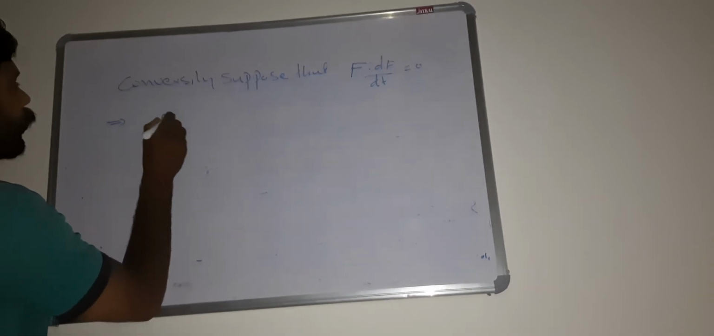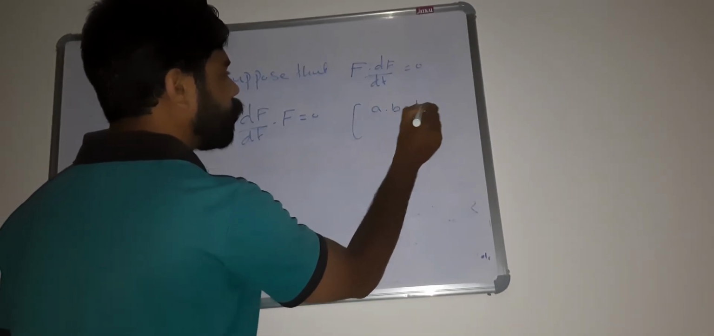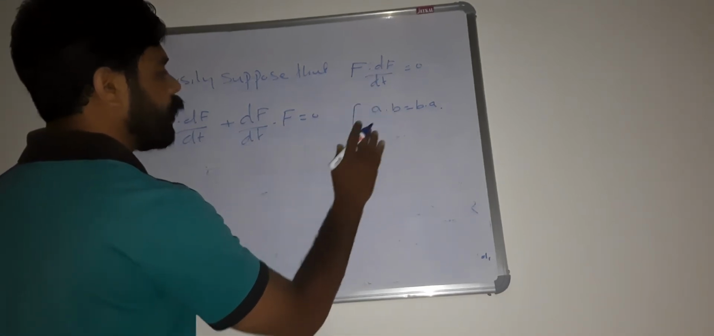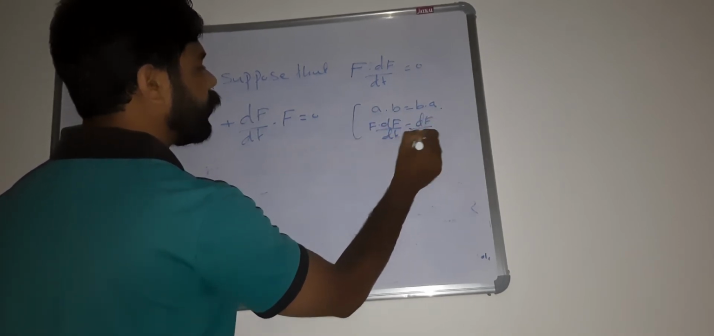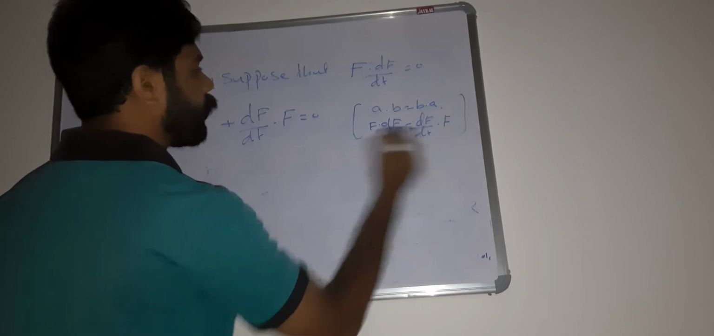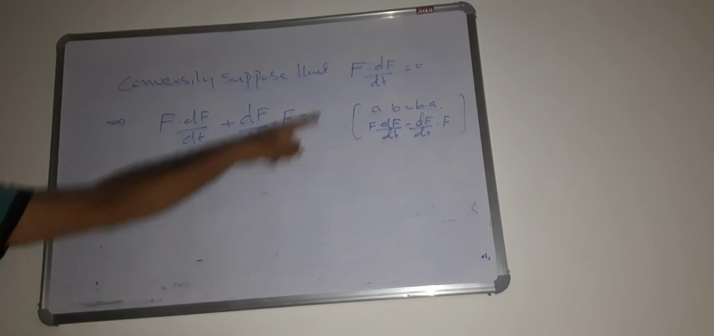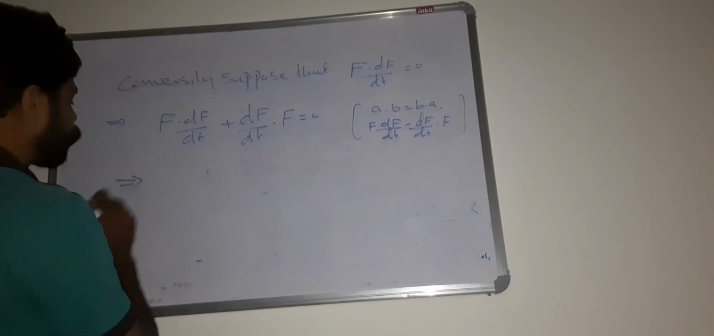f dot df by dt plus df by dt dot f equal to 0. കാരണം ഞാൻ നേരത്തെ പറഞ്ഞു a dot b equal to b dot a. അപ്പോൾ നമുക്ക് f dot df by dt equal to df by dt dot f എഴുതാം. ഓക്കെ, അപ്പോൾ f dot df by dt plus f dot df by dt equal to 0, കാരണം f dot df by dt equal to 0 ആണ്. ഓക്കെ, അങ്ങനെയാണെങ്കിൽ ഇവിടുന്ന് നമുക്ക് എന്ത് കിട്ടും?